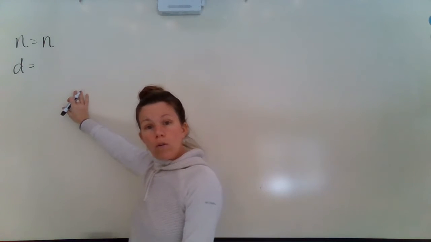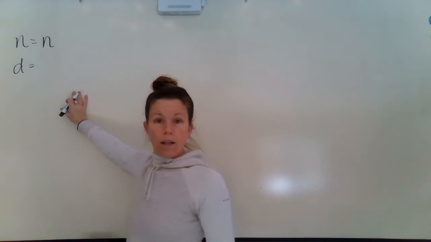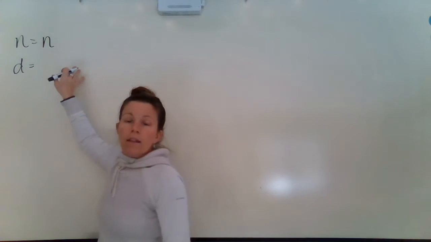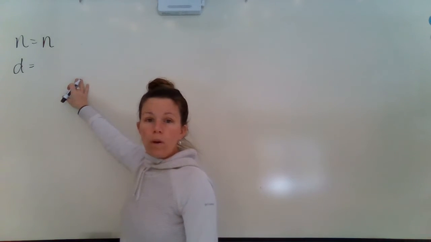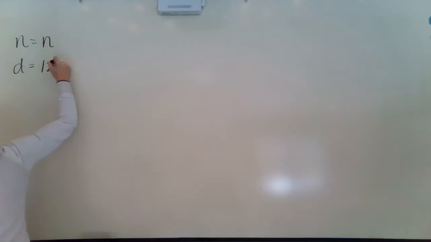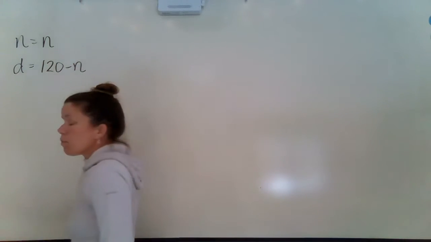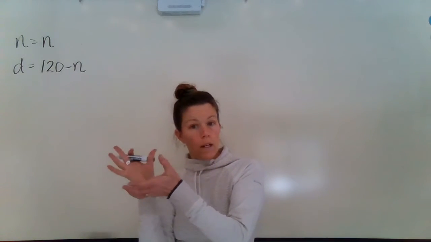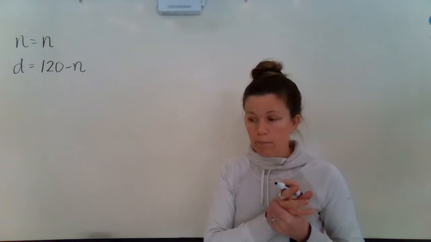Well, I have a total of 120 coins. So if I have n nickels, then I have 120 minus n dimes. 120 minus n is the number of dimes I have. So the total minus one of the quantities equals the other quantity.